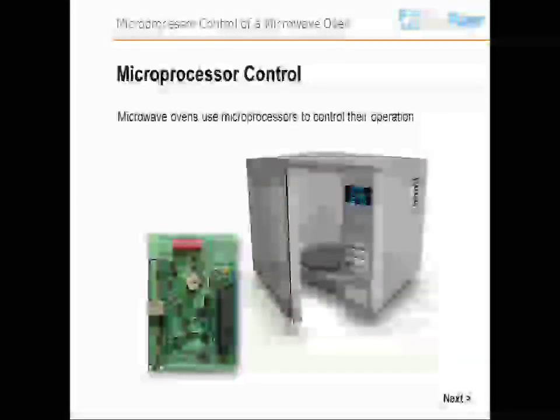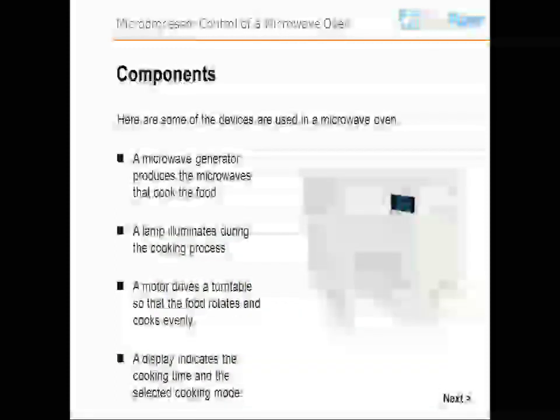Microprocessor control. Microwave ovens use microprocessors to control their operation. Components. Here are some of the devices used in a microwave oven. A microwave generator produces the microwaves that cook the food. A lamp illuminates during the cooking process. A motor drives a turntable so that the food rotates and cooks evenly. A display indicates the cooking time and the selected cooking mode.